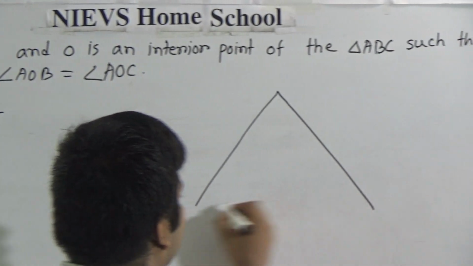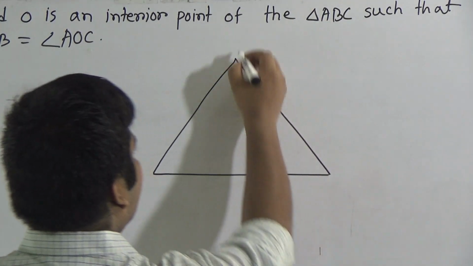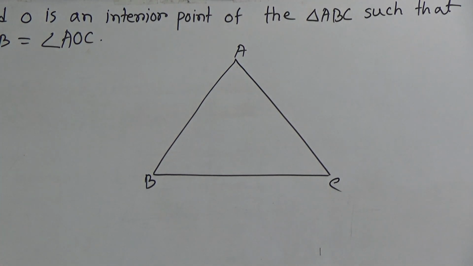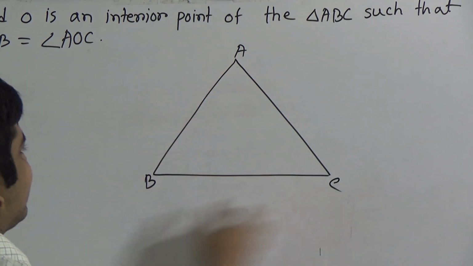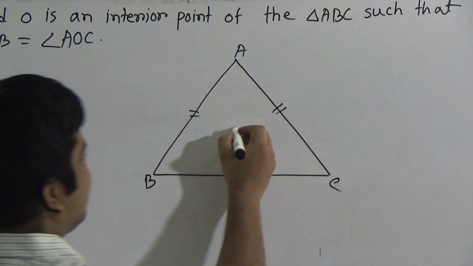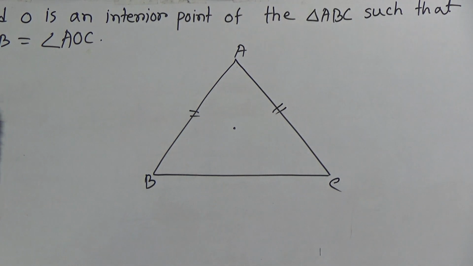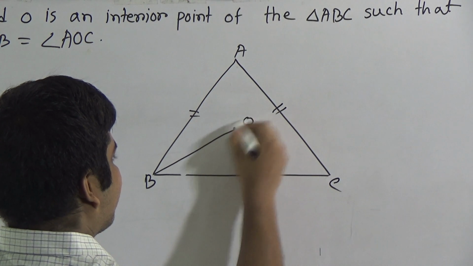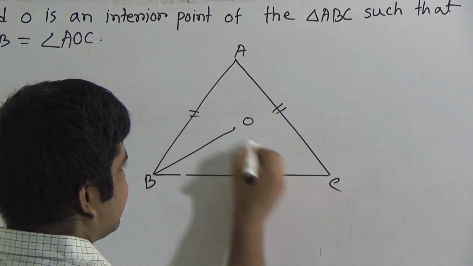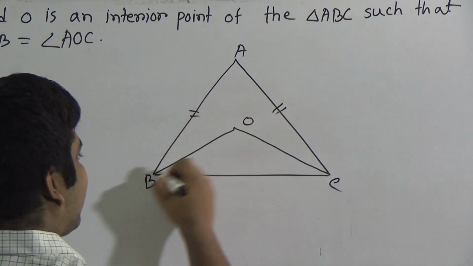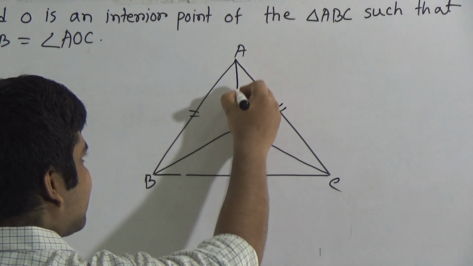Suppose this is a triangle whose name is ABC. Now compare this problem according to this figure. Notice here, ABC triangle, AB side equal to AC side, and O is an interior point. Now we add BO and add CO. So my dear students, we add BO and CO, then add AO.